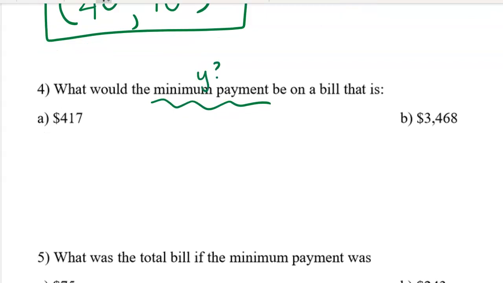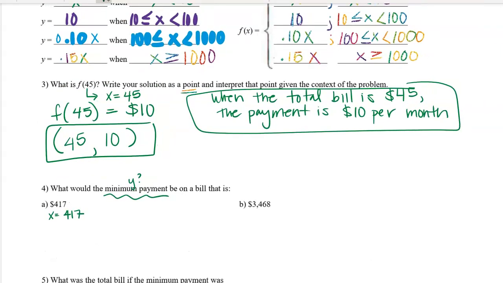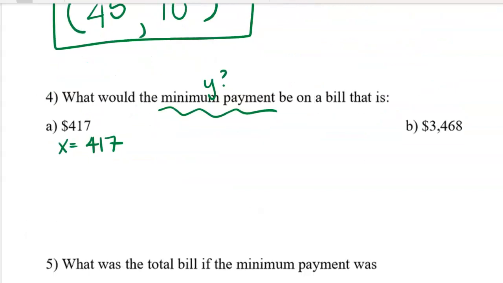Okay, so we're going to go backwards a bit. So that means we know we're looking for Y. The first one is when X equals $417. All right, which piece are we going to use? The third. You're right, because 417 is in between 100 and 1,000 students. So we're going to multiply by 10% to get our minimum payment, okay?